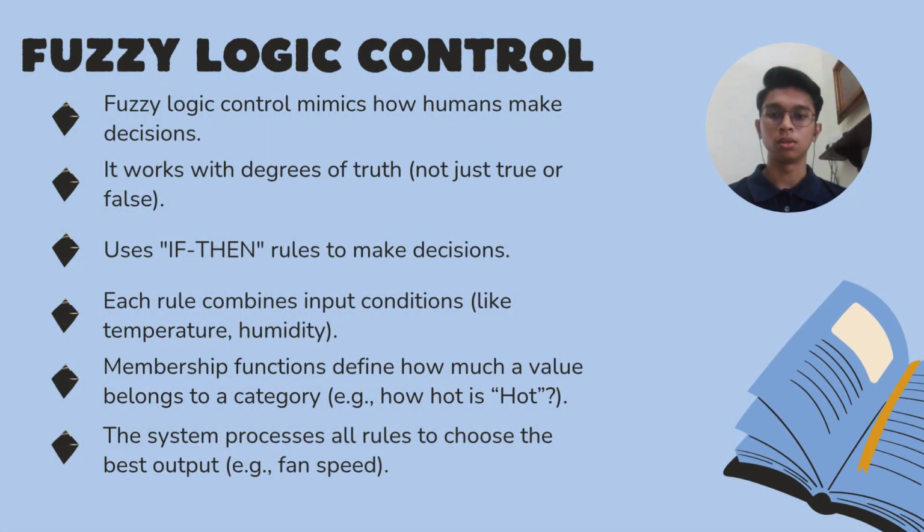Fuzzy logic control helps machines make decisions like humans by using degrees of truth instead of just yes or no. It uses if-then rules and membership functions. For example, if temperature is hot and humidity is dry, then fan speed is high. The system checks all rules to decide the best output.